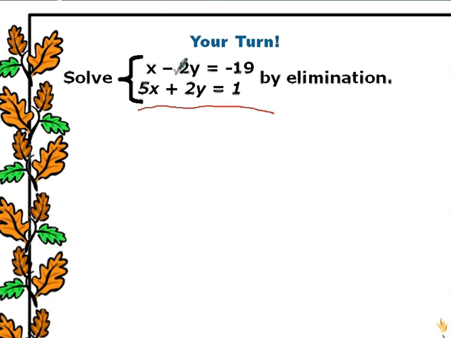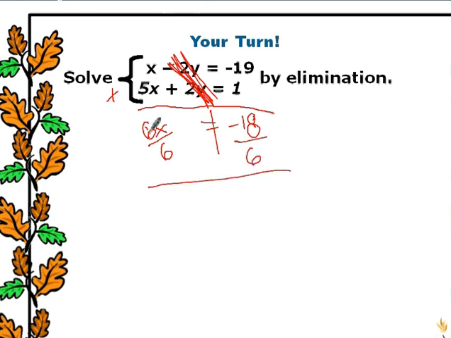So let's just total this up. We're going to add everything. So x plus 5x is 6x. And negative 2y plus 2y, negative 2 plus 2 is 0. Since there's 0, we can just cancel them out. Equals negative 19 plus 1 is negative 18. All right, now solve for x. We need to split apart the x and the 6, so we're going to divide by 6 on both sides. And we get x equals negative 3. There's part of our answer.